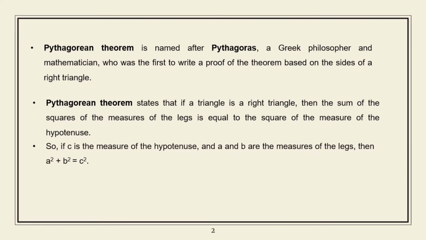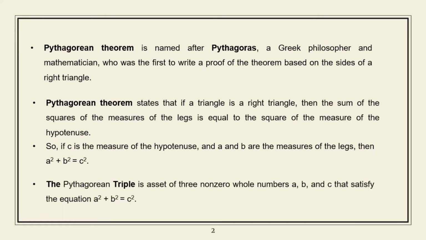So, if c is the measure of the hypotenuse, and a and b are the measures of the legs, then a² + b² = c². A Pythagorean triple is a set of three non-zero whole numbers, a, b, and c, that satisfy the equation a² + b² = c².